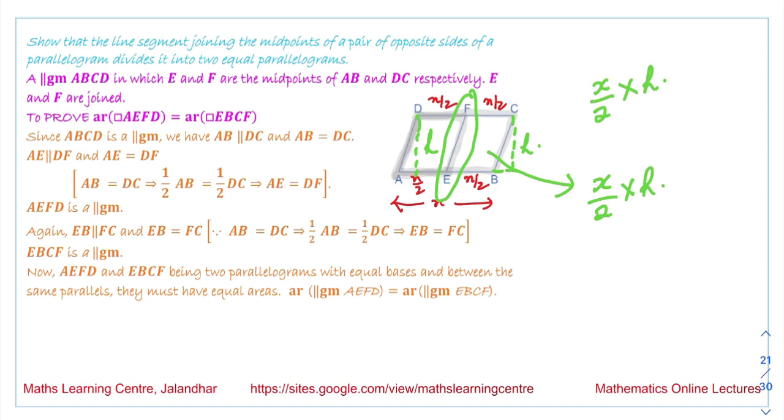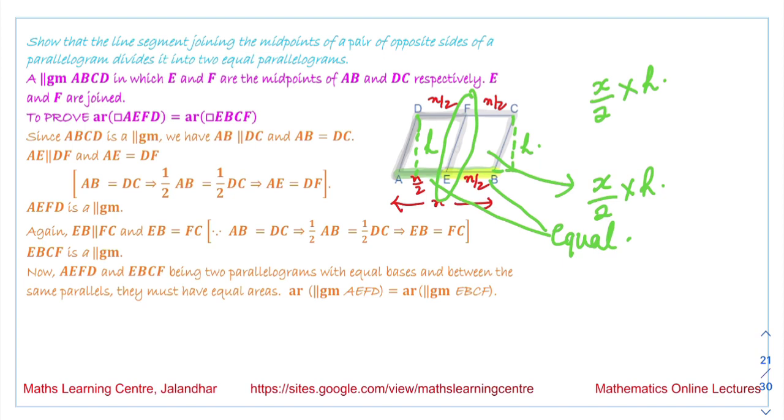Or you can directly use the theorem that we have already proved. The bases of these two parallelograms are AE and EB. Both these bases are equal, and these parallelograms lie between the same parallels. So the areas of both these parallelograms will be equal.